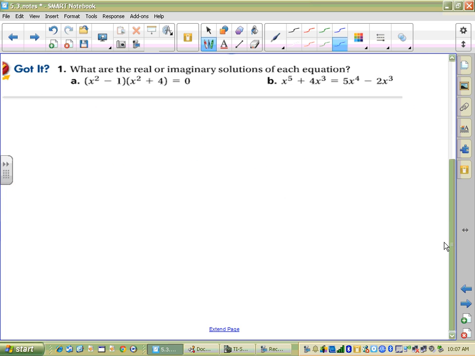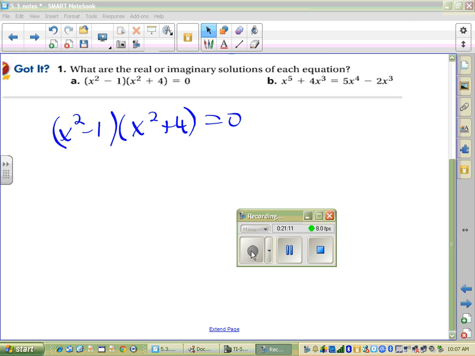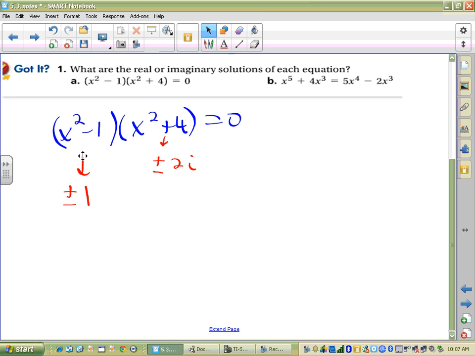Got it. This is an extension of that first example. It says, what are the real or imaginary solutions? So x squared minus 1 times x squared plus 4 are our factors. From that, we should realize quickly that we get plus or minus 1 and plus or minus 2i. If you don't see those that quickly, you might want to revisit factoring, because what we're going to do here in a second is really going to go much quicker than that.